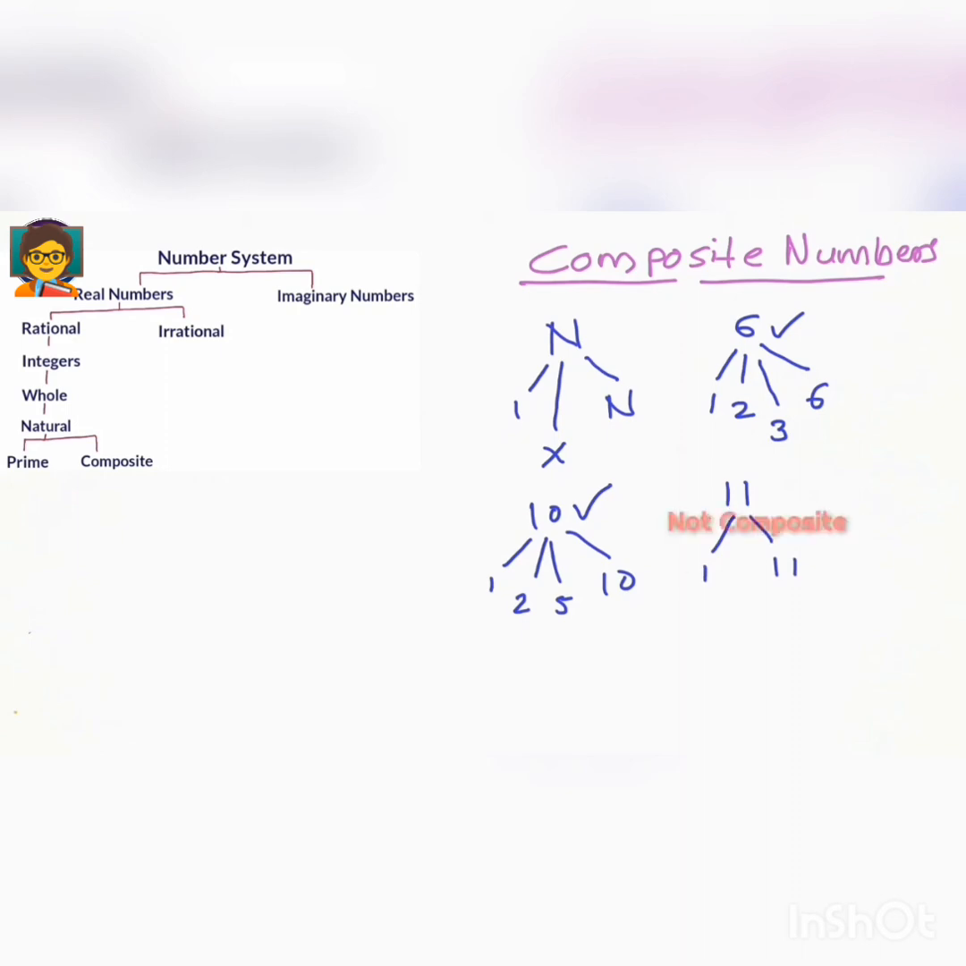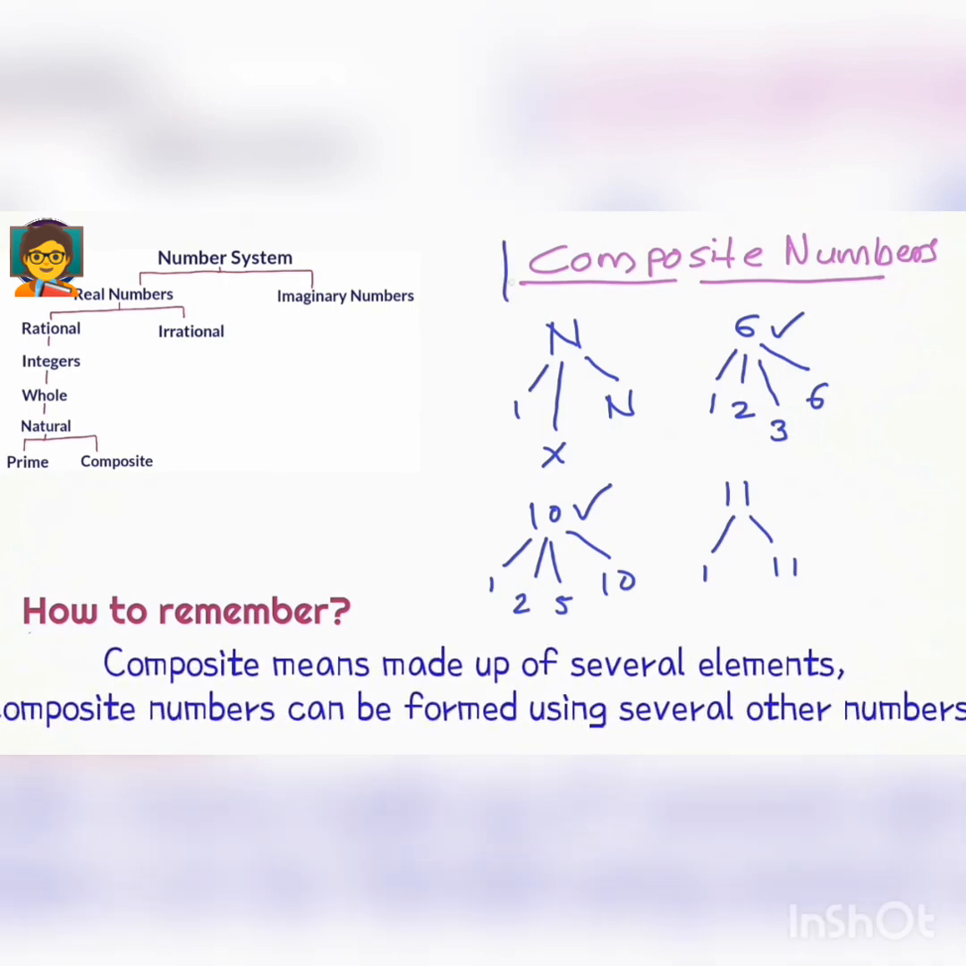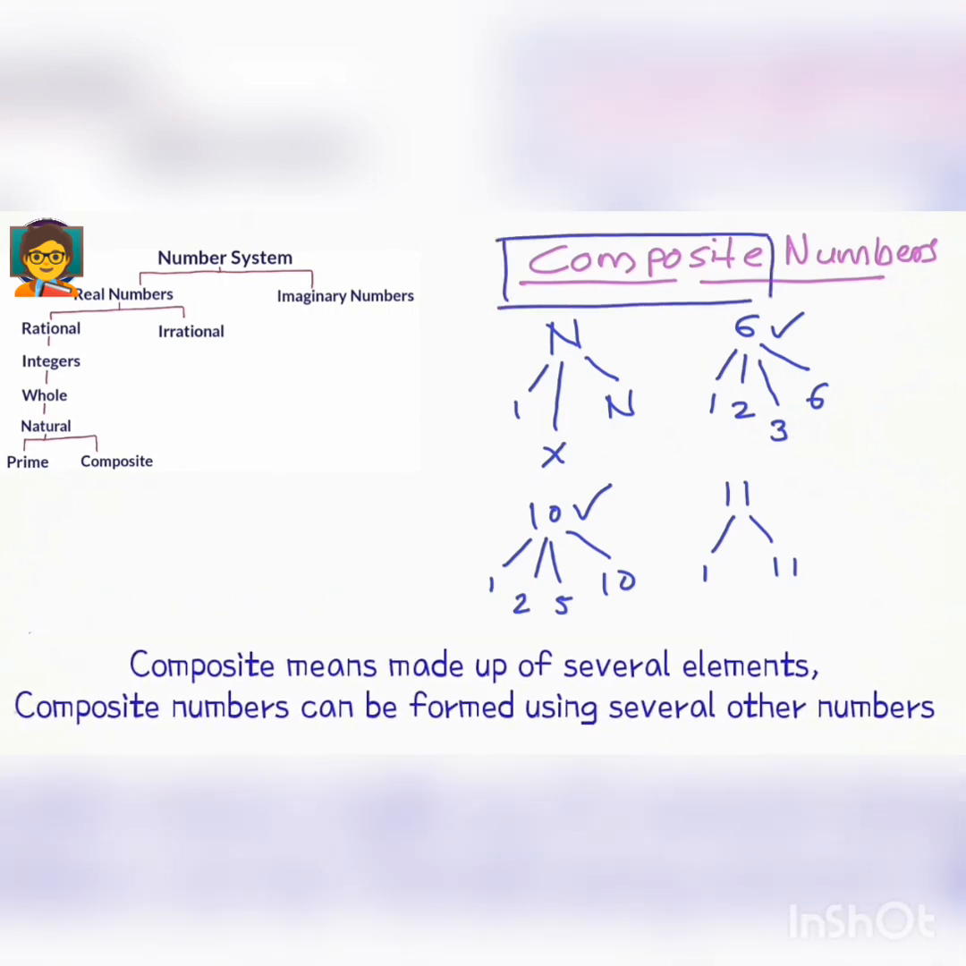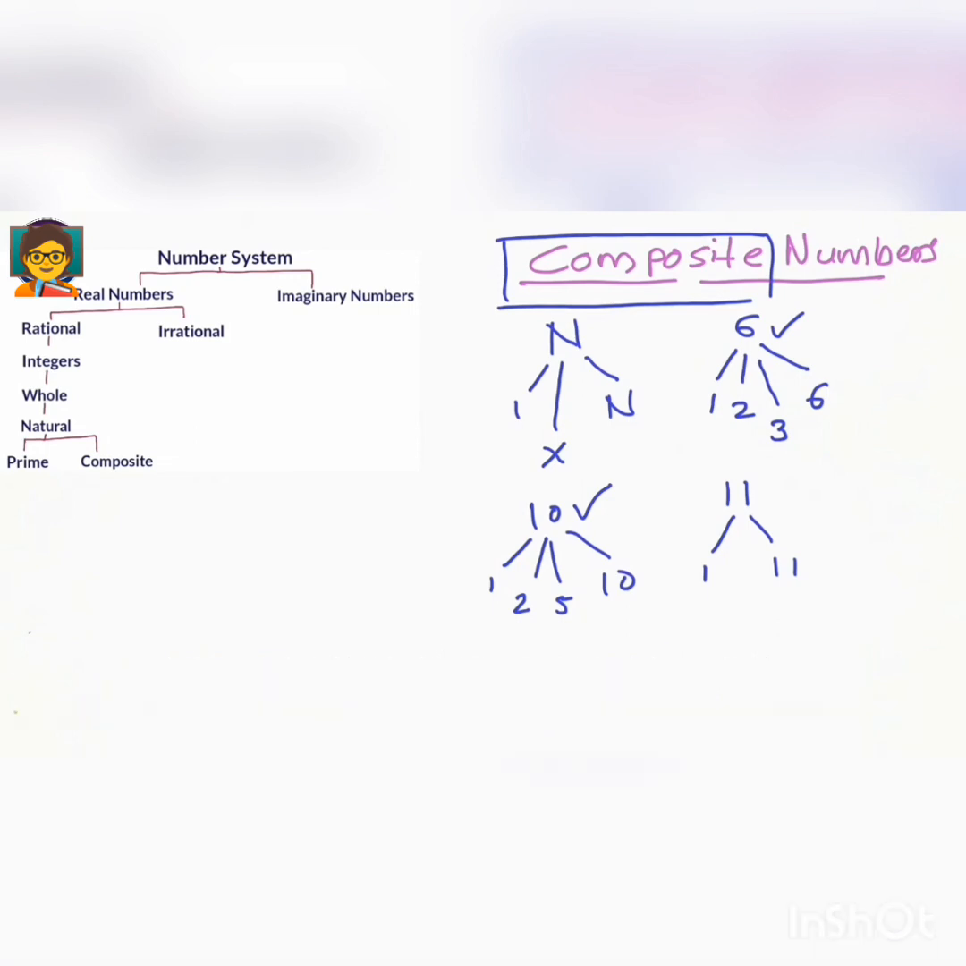Now the question is how you are going to remember the composite numbers. It is simple. Let's understand the literal meaning of the word composite. Composite means made up of several elements. Hence the composite numbers are made up of several numbers. It is easy to remember. That's the reason it is called a composite number. Some of the composite numbers are 4, 6, 8, 9, 12 and so on.